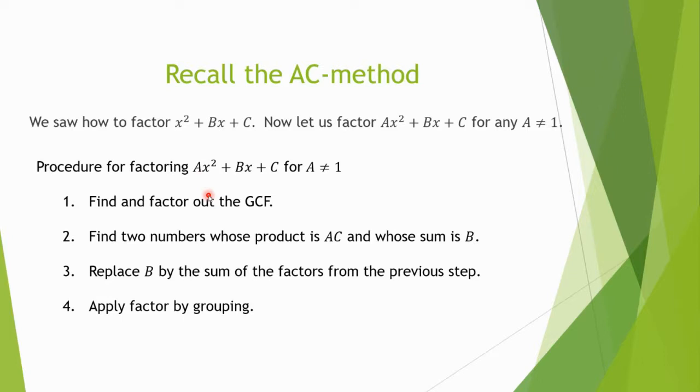As usual, you find the GCF, and you'll see we do some examples today. What you do is you multiply A times C, and you find two numbers whose product is that, and whose sum, when you add them up, has to be B. Then you replace B by a sum of those factors, and then you apply factor by grouping. The whole point is that you want to convert this into factor by grouping.